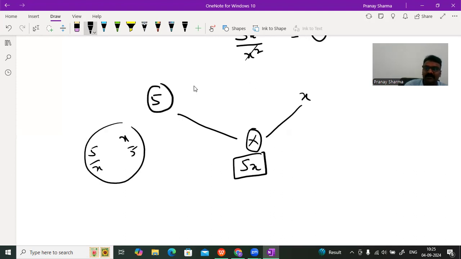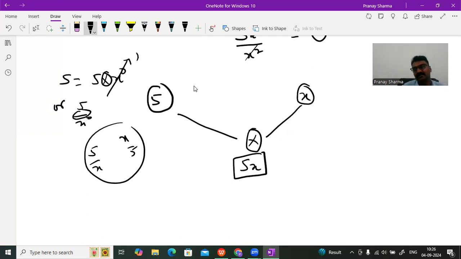Can 5 alone be treated as a term? Yes, because 5 can be written like this: 5 into x to the power 0, or 5 divided by x to the power 0. Again, multiplication and division. That is what we need, right? x to the power 0 is what? 1. Anything raised to power 0 is 1 except 0 to the power 0. So that is what we are considering here, right?